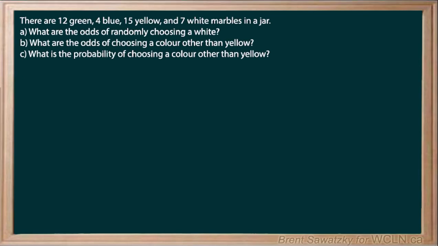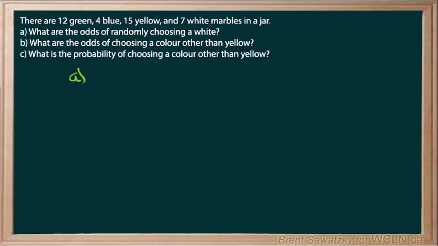Right, we have three problems here, and they're all to do with a jar of marbles, different colored marbles, and we're talking about the odds and then a probability at the end. So let's just work through each of these.